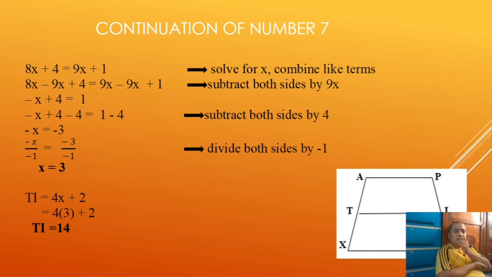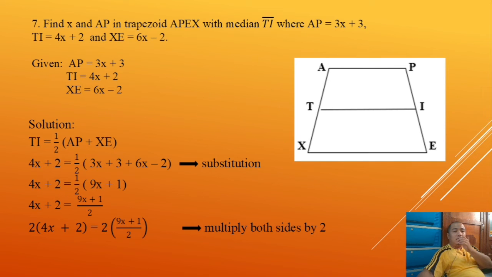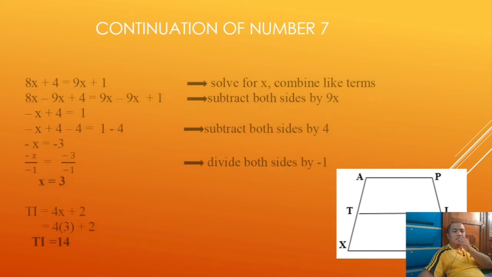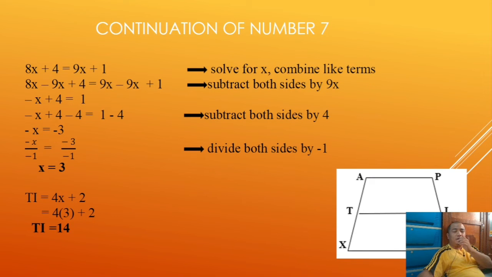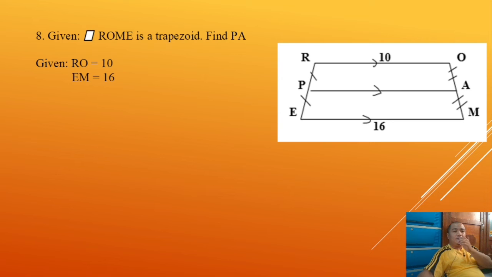We can transpose, combine similar terms. 8x minus 9x is equal to 1 minus 4. Negative x equals negative 3, or x is equal to 3. So we have already solved for the value of x, which is 3. Now we can solve for AP. For TI, just substitute the value of x. 12 plus 2 is 14.